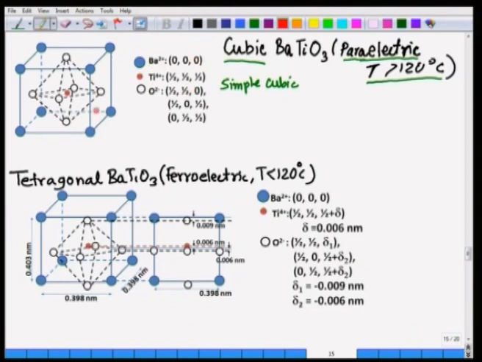That means if I draw a cube like this here, then at the corners we have 0 0 0 positions. So if you wish, we can put a coordinate axis something like this. This is x, this is y, and this is z. What that means is that barium is at the 0 0 0 position, then it is at this position.